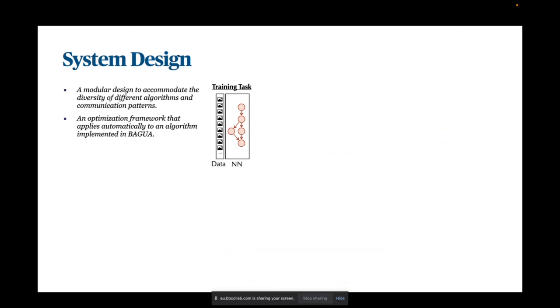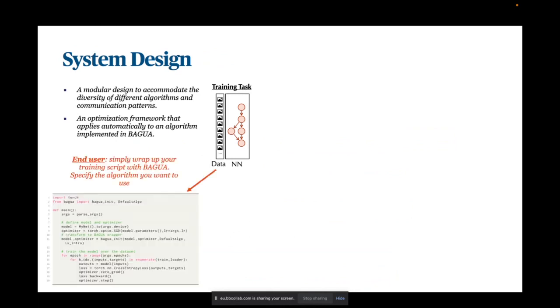So we think about this training task as these two different components. You have your data and you have this computation graph, which is your neural network. And then from the user perspective, all you need to do is wrap up your training script into the BAGUA framework and specify what algorithm you want to use. If you are doing Lightning, you can just add this one line to say, okay, the strategy is, for example, low precision decentralized, okay? As you can see from this example.